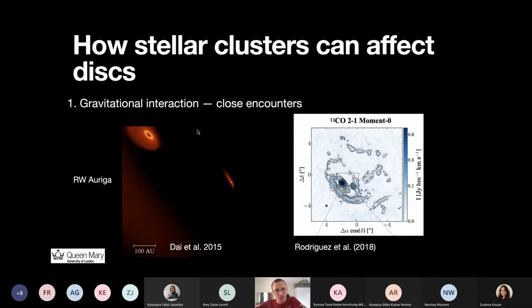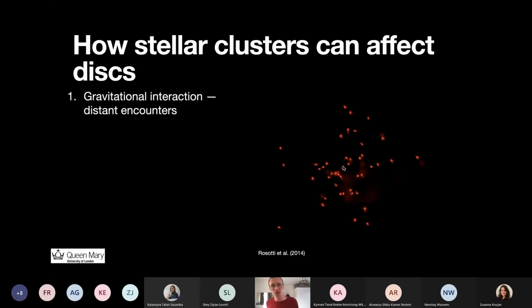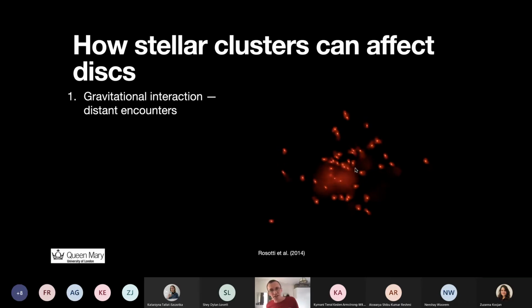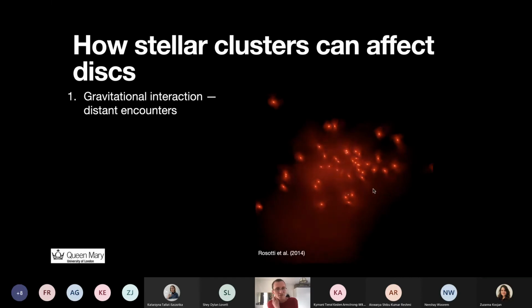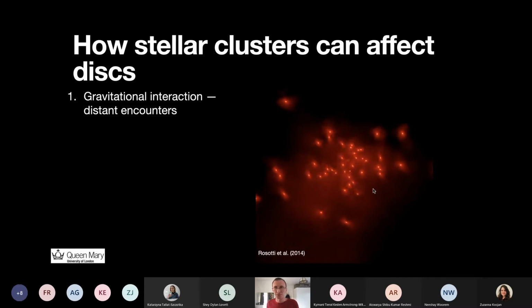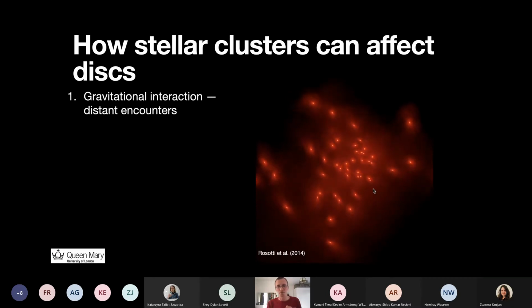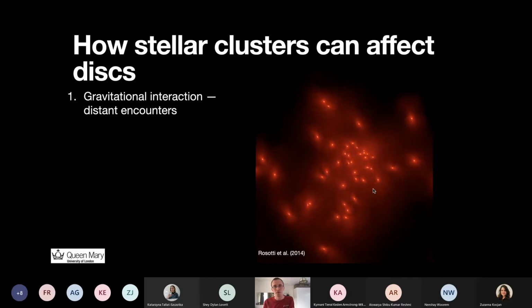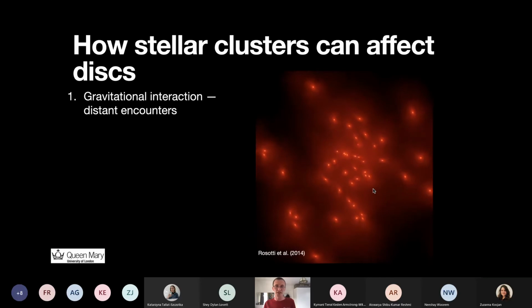Now, it turns out these kind of interactions, these close encounters, are quite rare. But even for a larger number of stars in a cluster, you can still have interactions between them and their disks that are more subtle, that don't do as much. So this was some work by Giovanni Rizzotti looking at clusters of stars with disks and trying to see how their gravitational interaction through more distant encounters affects the disks. And a little bit later on, I'll look at how important this is. So that's one way that the cluster can affect the disks, just through gravitationally perturbing the disks.